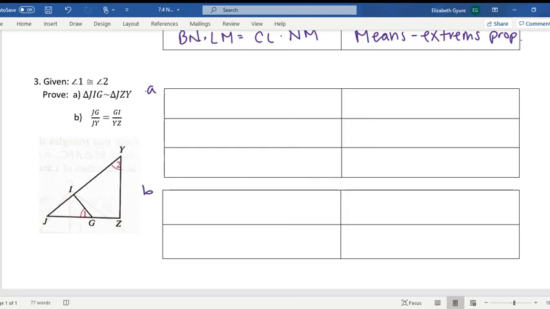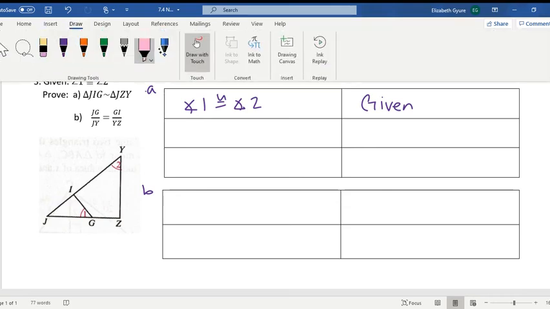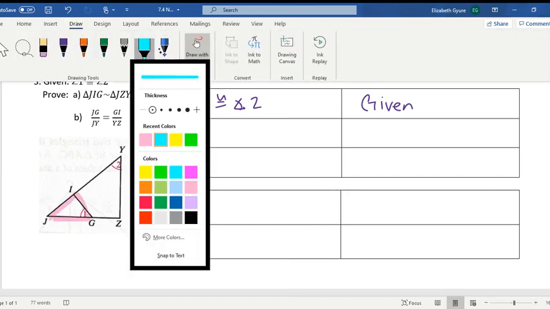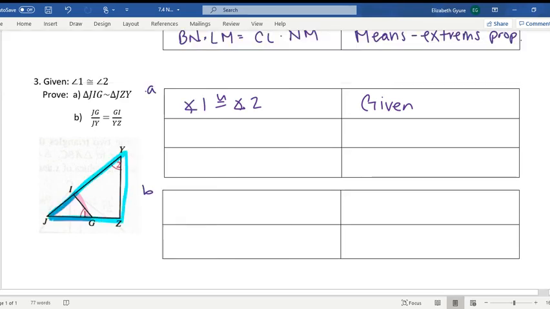So for part A, let's put down our given. Angle 1 is congruent to angle 2. So we are given one set of congruent angles. Then all we really need is one other set of congruent angles, and we have enough for angle-angle similarity. And if you take a look, these two triangles are actually overlapping. They're asking us to prove that triangle JIG, that's this triangle, is similar to JZY, which is this triangle.